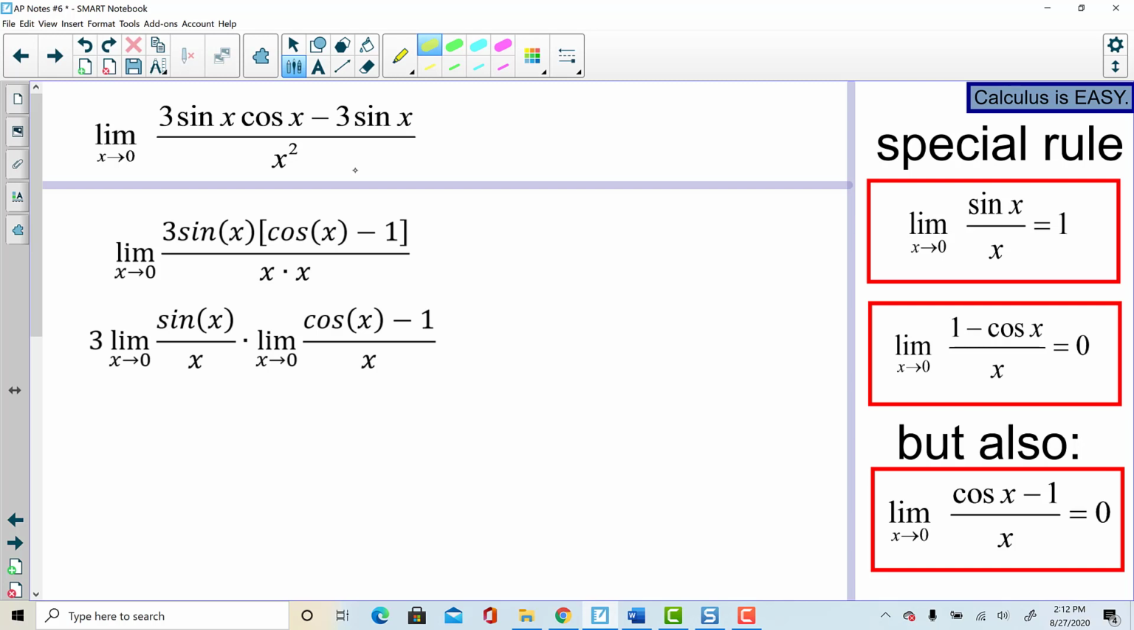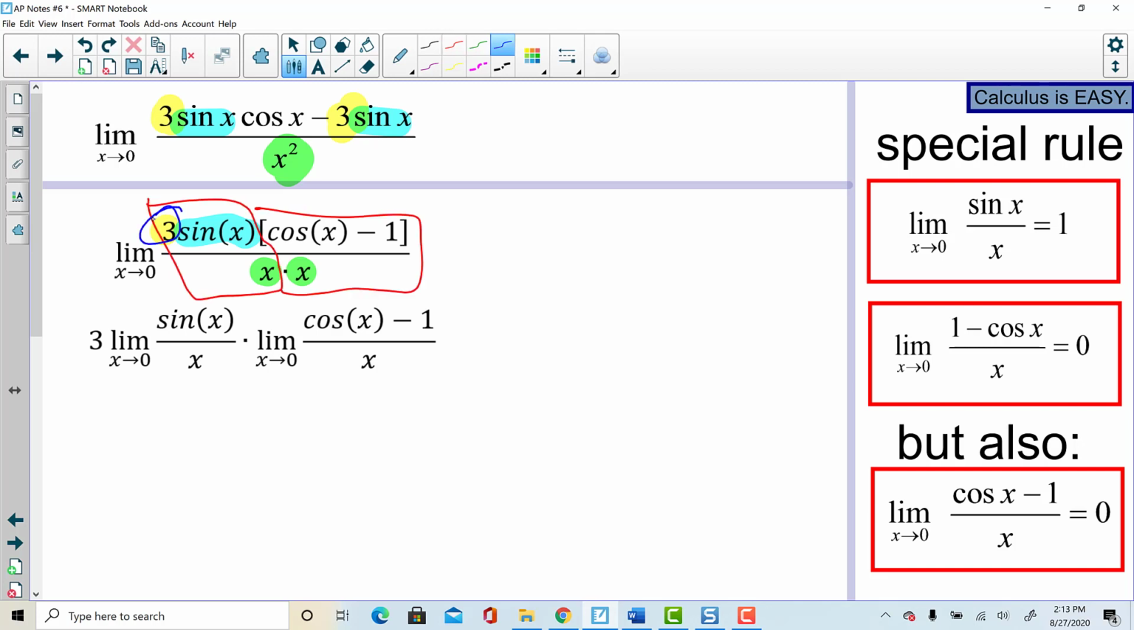Okay, for this first one, we're going to factor out a 3, because they both have a 3. We're also going to factor out a sine of x, because they both have a sine of x. You'll notice on the bottom we have x squared, but we can write it as x times x. The reason we're going to do that is because we want to break it into 2 fractions. Those are the 2 fractions we want to break it into.